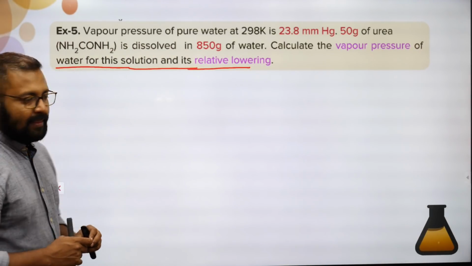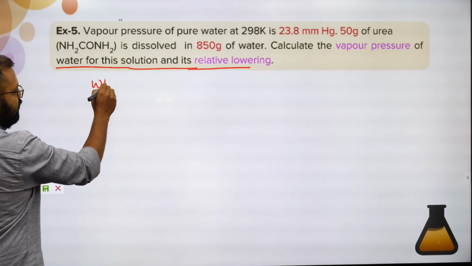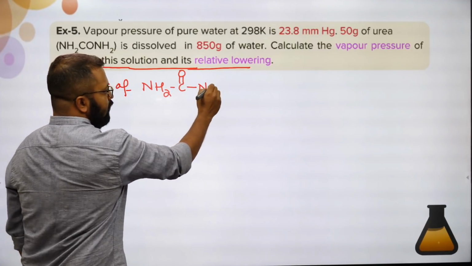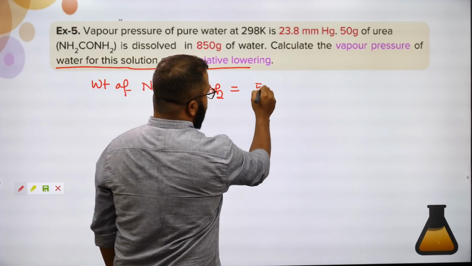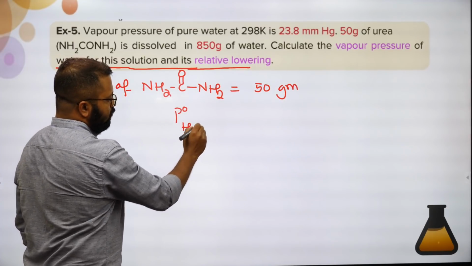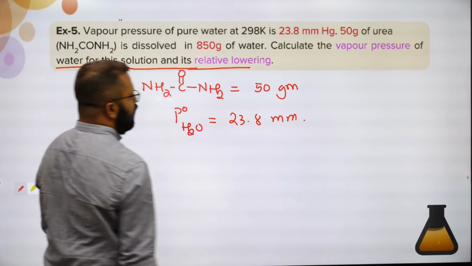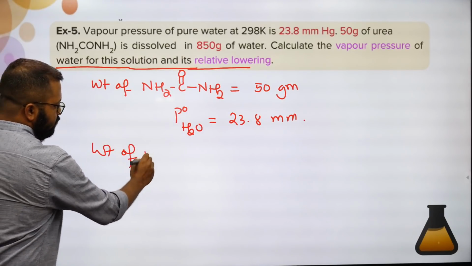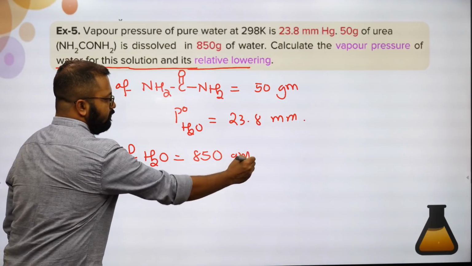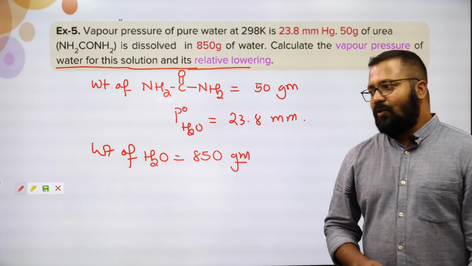कैसे कैलकुलेट करेंगे हम? What is given is the amount of solute, so the weight of urea, NH2 CO NH2, is 50 gram. Okay, P naught of H2O is given as 23.8 mm. Weight of water is given as 850 gram.